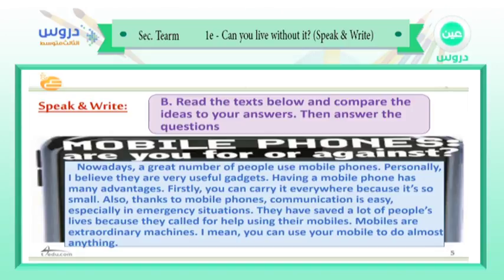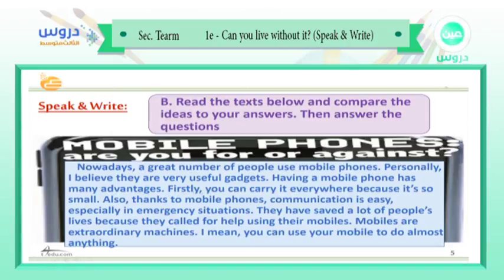Okay, so he's telling you that he is for mobile phones. He is not against. Why is that? How did I know? Because he started listing the good things that he uses his mobile phone for. So he said it at the beginning. They are very useful gadgets. Having a mobile phone has many advantages. So what are the advantages? He's going to start listing the advantages.